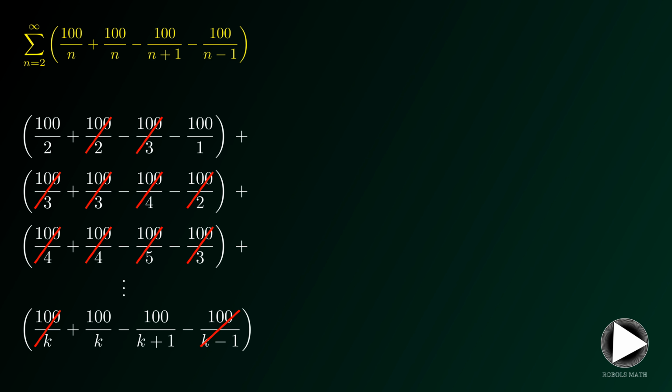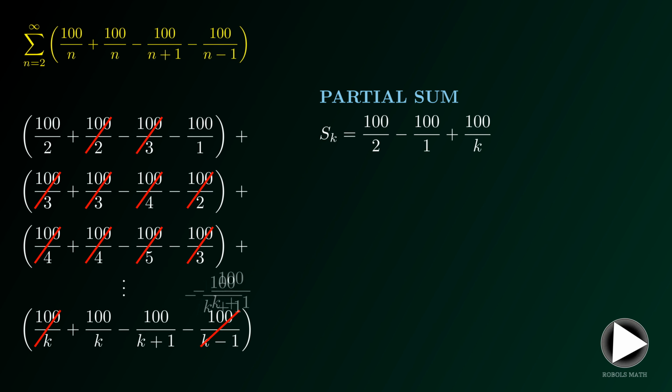This is what we refer to as a telescoping series. The sum of the terms up to n equals k is what we refer to as the partial sum and is denoted by s sub k. For the given series, this partial sum is just the total of the 4 remaining terms.